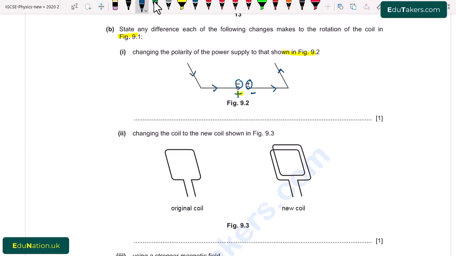and it is totally opposite to the direction of current in figure 9.1. So when the current is in opposite direction, then the forces will be inverted. First of all, force on the left side is in downward direction, but here it will be in upward direction, and the force here will be in downward direction because the magnetic field again is in this direction. So the coil here moves clockwise, not anti-clockwise.